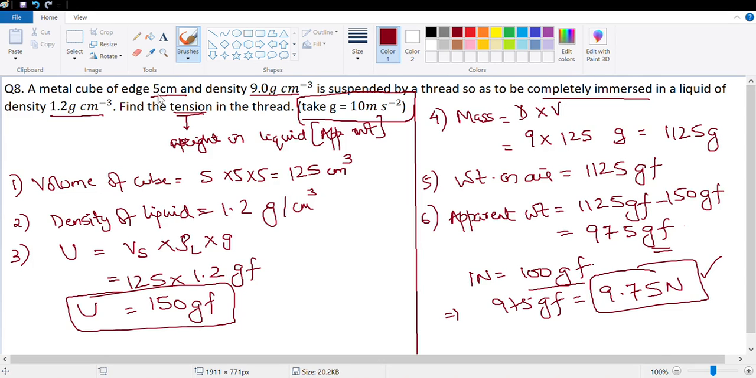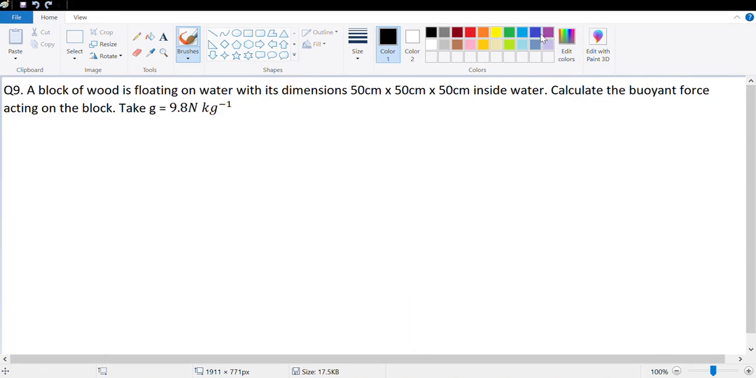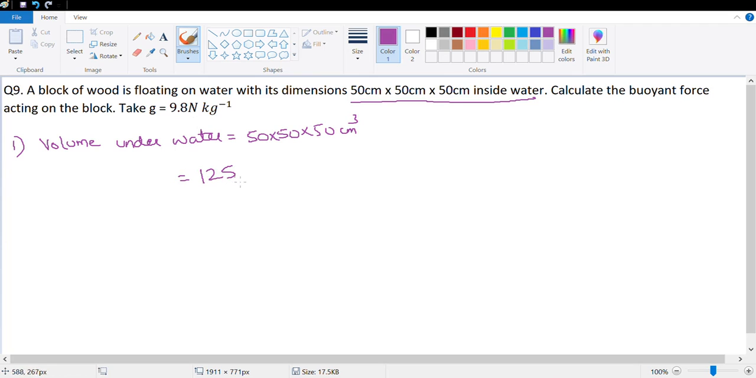The next question that we do is question number 9. Question 9 says a block of wood is floating on water with dimensions 50, 50, 50 inside water. So now again volume inside water is given, and like I said earlier, the upthrust acts on the volume inside the liquid. So volume under water is equal to 50 into 50 into 50 centimeter cube. That's 125 with 3 zeros centimeter cube.